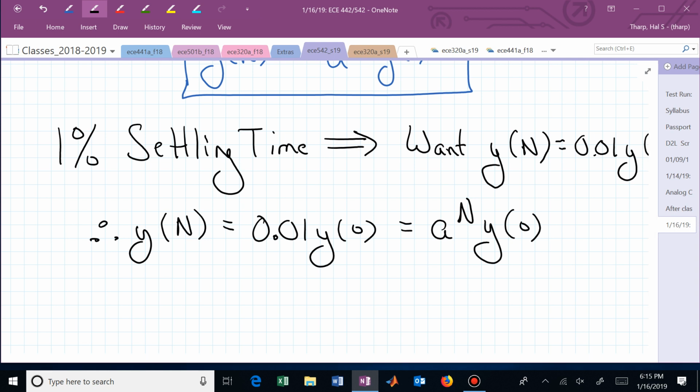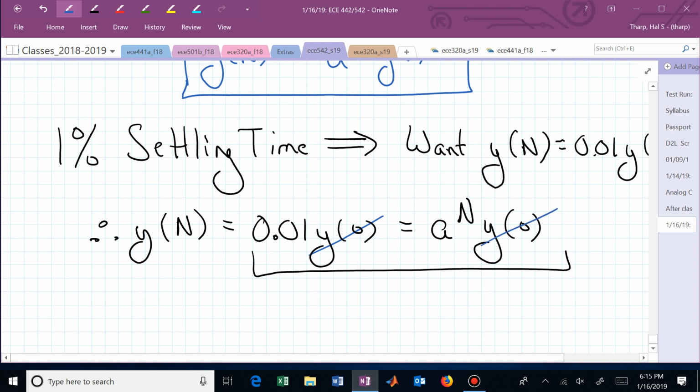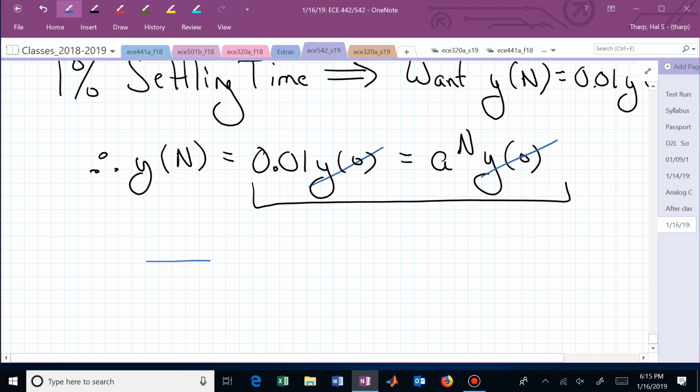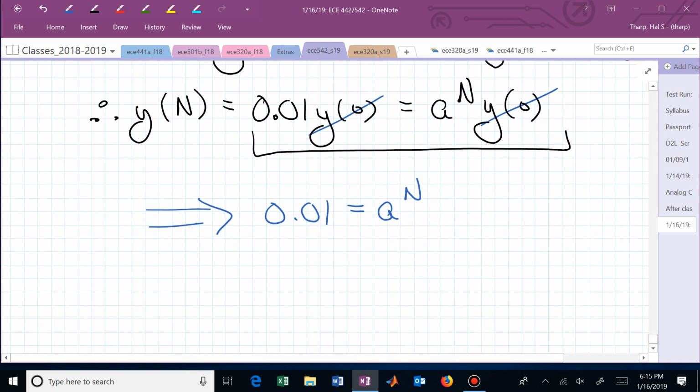And here's the equation that we want to focus on, and y of 0 is common to both sides and it's non-zero, so we can divide both sides by y of 0, and now we have an even simpler relationship. Now we know that we're looking for the value of n that will be 0.01 or less. And if you had time, you could just start raising a to higher and higher powers. Guess and check. But you have another way of doing that.